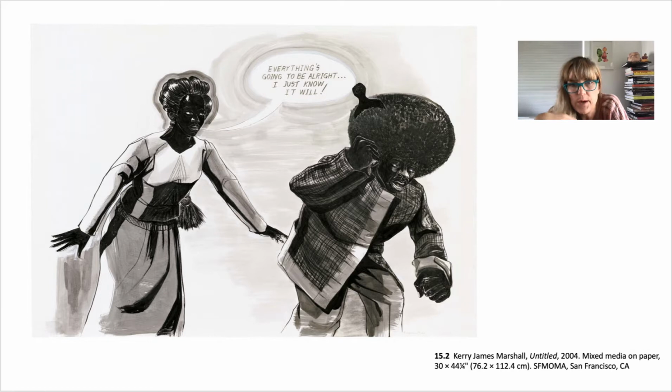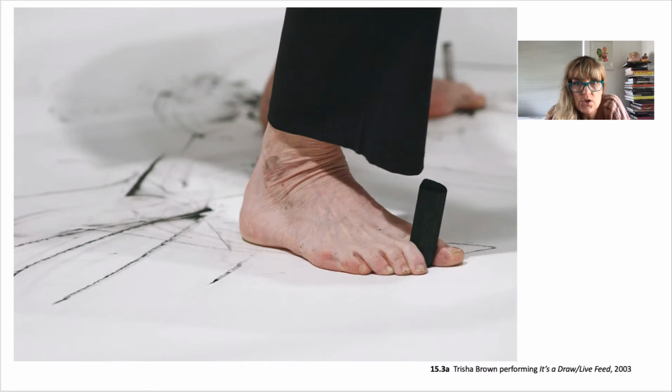This is a contemporary piece by Kerry James Marshall, an incredible artist and illustrator. Everything is going to be all right. I just know it will. It is untitled from 2004. So here we see another mixed media on paper. It's essentially pen and ink, in this case marker as well, and a depiction of a drawing, another active scene, people moving. So the drawing of the human figure is done by the human figure.